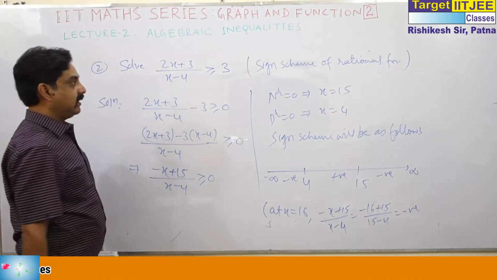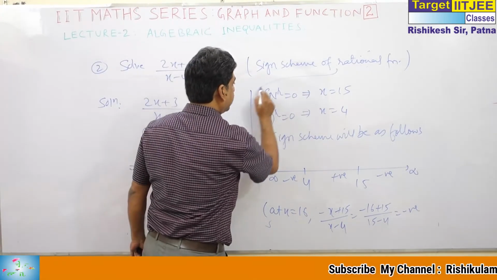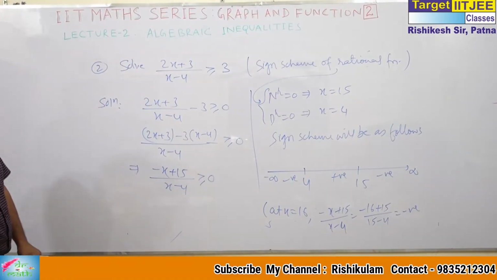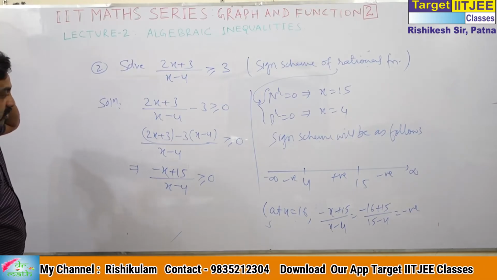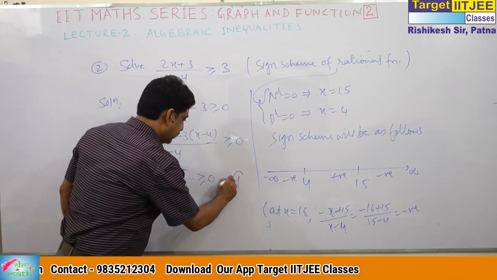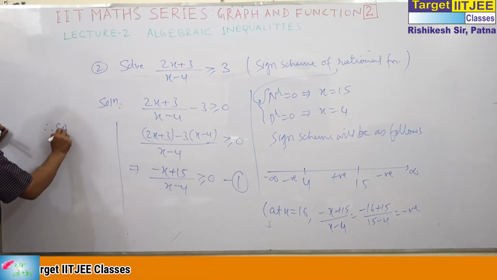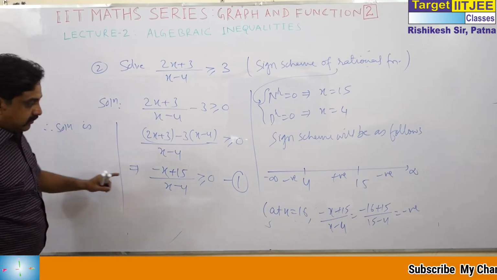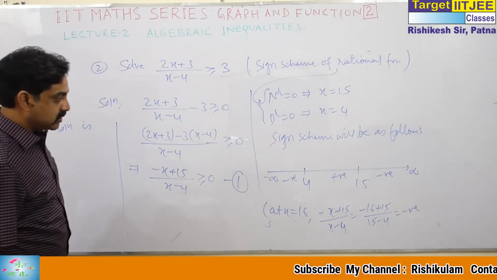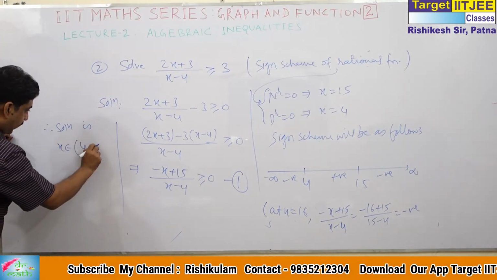What is the difference in a rational function? In a rational function, we will consider both points where the numerator is 0 and where the denominator is 0. So this is the sign scheme. So what is the solution? I am writing here. Therefore, the solution is the positive sign. It lies with positive from 4 to 15. x belongs to 4 to 15.